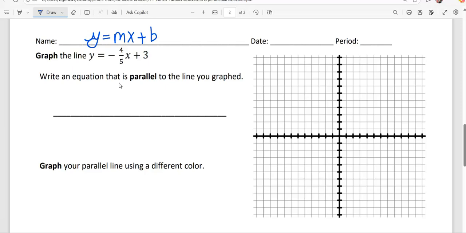Who thinks I graph the m first? Who thinks I graph the b first? Who didn't vote? Tough crowd. Don't make me do a dance to get y'all to pay attention. Yeah. All right. Don't make me horrified.